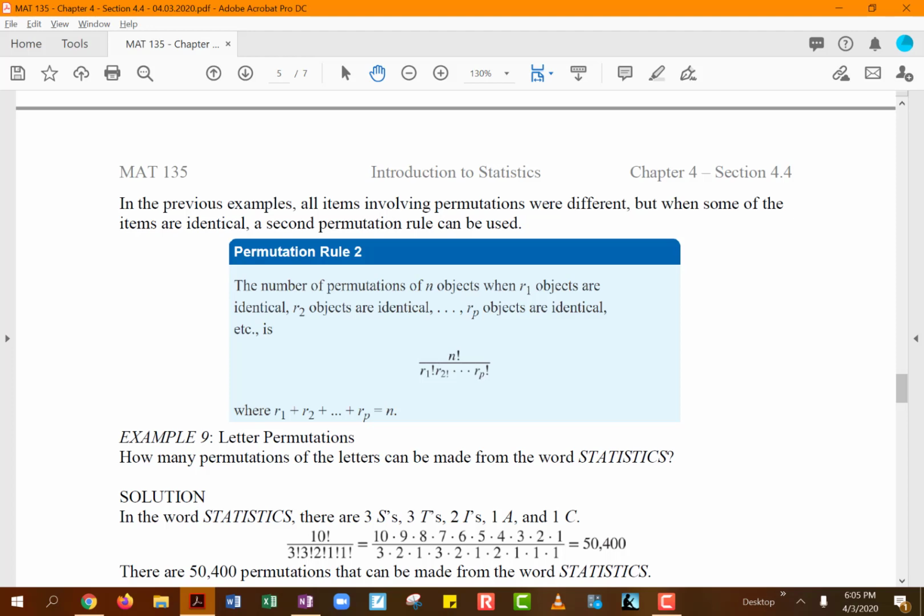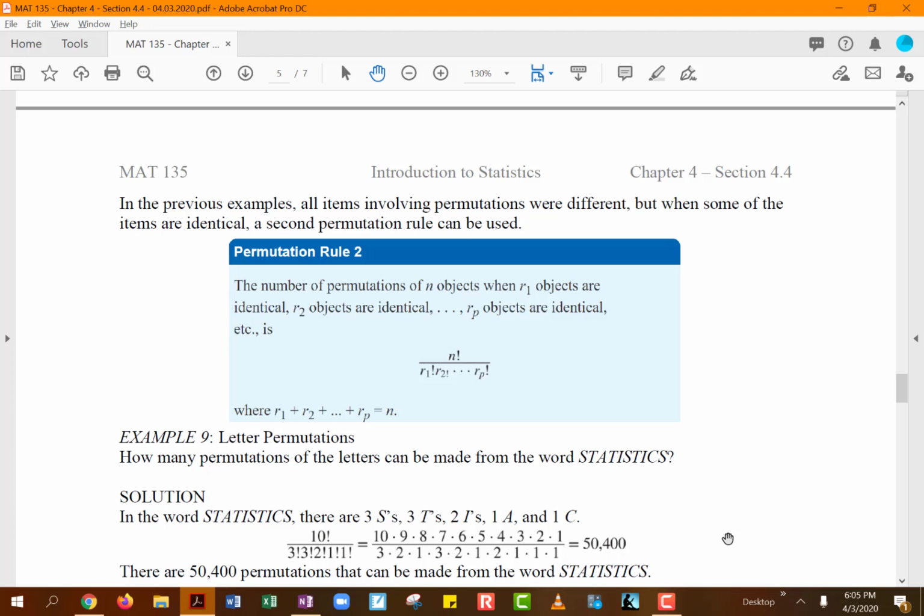Right? Okay. And then, of course, permutation rule 2 is we still have n factorial on the top, but on the denominator, instead of having n minus r factorial like you saw in the other rule, you will see this is r sub 1 factorial, r sub 2 factorial, r sub 3 factorial, all the way till you get to the end, r sub p factorial. So each group of identical objects is actually going to have its own factorial that you are dividing your denominator by. Okay?